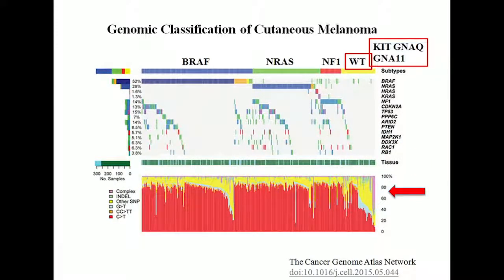And then the wild type, or the triple negative group, are the ones that have the KIT, GNAQ, and GNA11 that we know, as well as those multiple things. So now we want to broadly test for all of those variants in one test to be cost-effective and efficient.